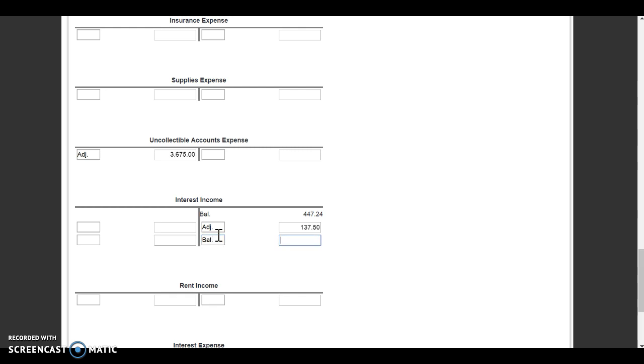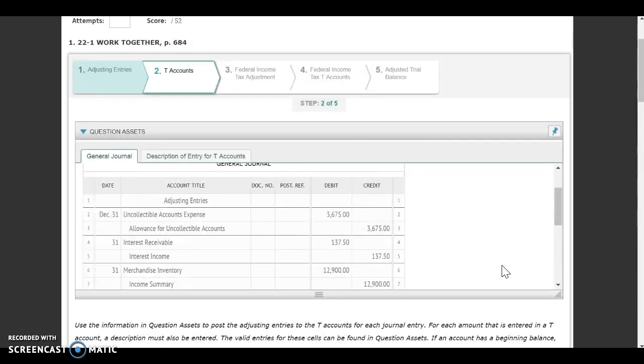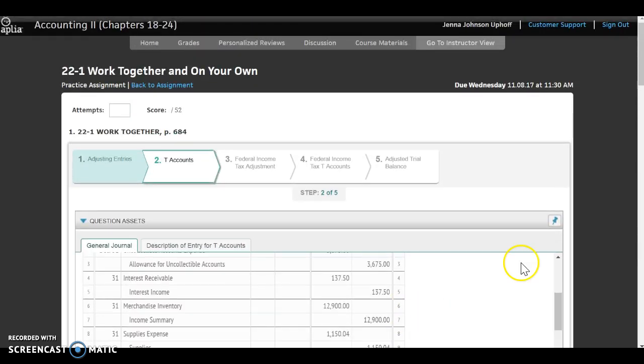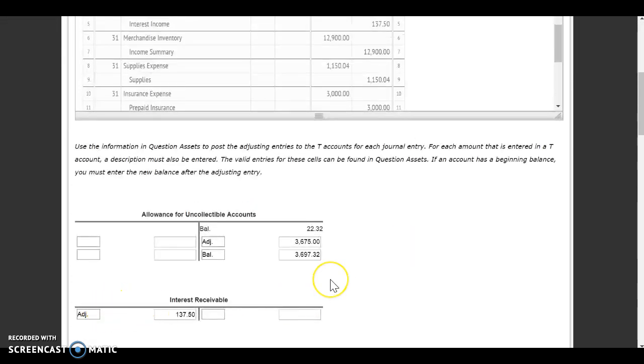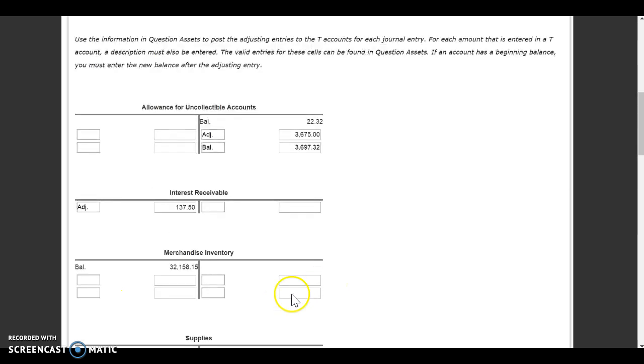I need to find my new balance after I do that adjustment. Since I have two debits, I'm going to add that together to get $584.74. Okay, next one, I have merchandise inventory. Merchandise inventory is going to have a debit of $12,900. Again, I need to find my new balance. I have two debits, so I'm going to add together.